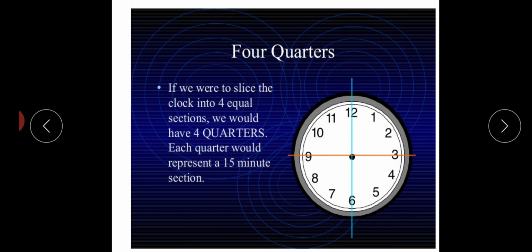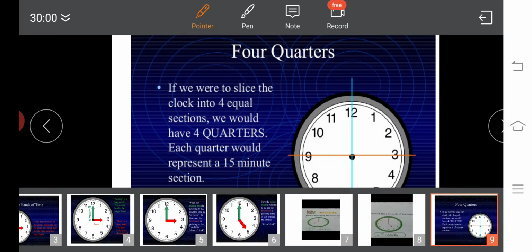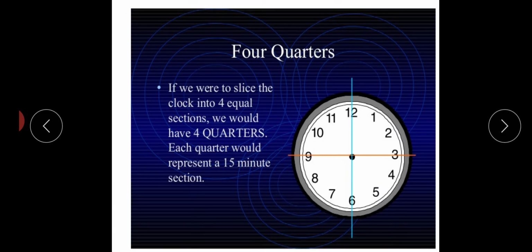So when the minute hand completes 15 minutes, it is completing 1 quarter, because I have divided the clock face into 4 quarters, and each quarter has 15 minutes. So we can say there are 4 quarters in the face of a clock, and 15 minutes represent 1 quarter. So whenever it is written 15 minutes, we can read it as quarter past or quarter to.